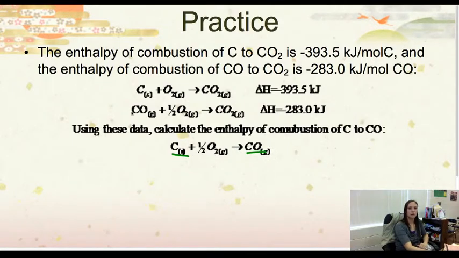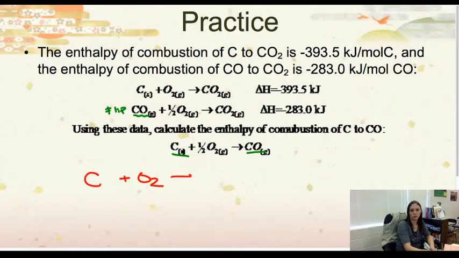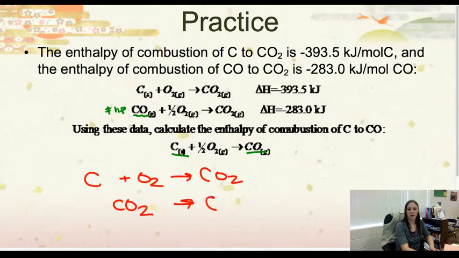So what do I do? I look up here and I say, okay, well now CO is actually on the reactant side in the one that they give me. So what do I have to do? I need to flip this one. So if you take C plus O2, which is going to be the CO2, then I'm going to flip the bottom one. So now carbon dioxide is the reactant, and CO and 1/2 O2 are the products.